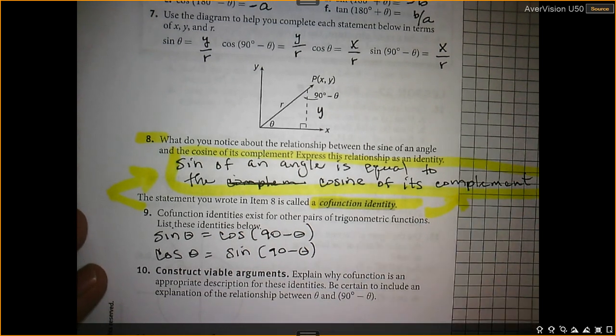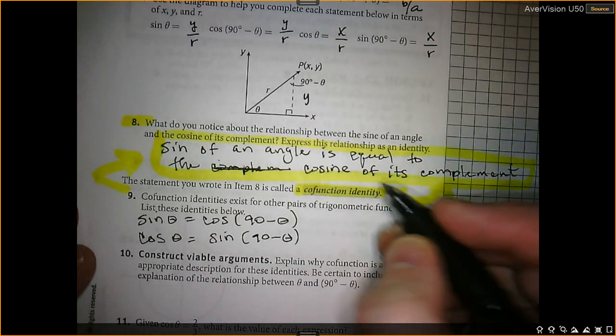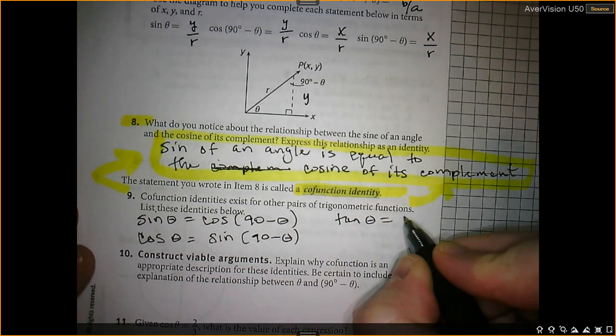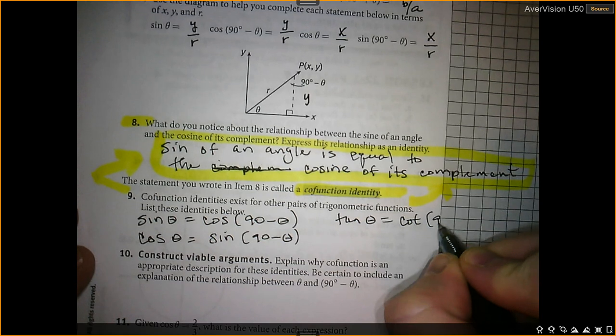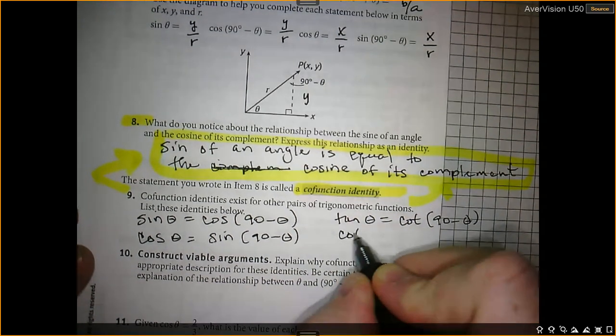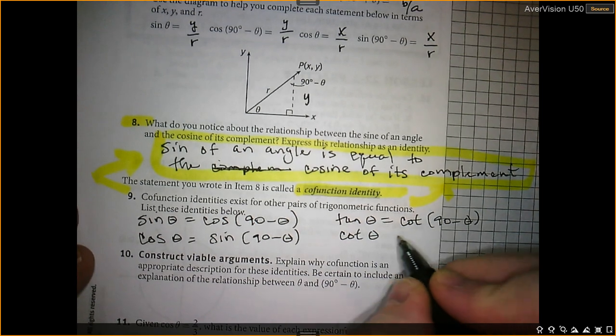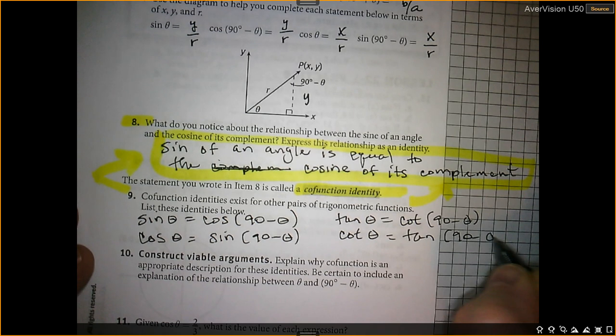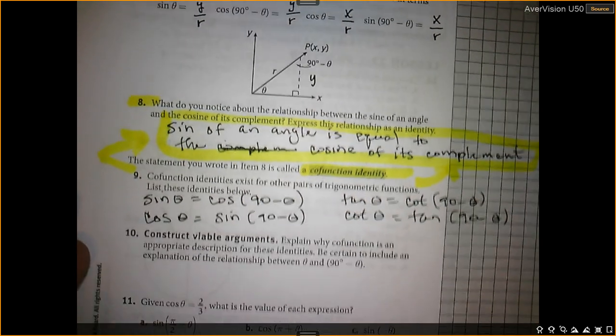Those are cofunction identities. We can do a bunch. We could say tangent theta equals cotangent of 90 minus theta. I'll just list a bunch out. Cotangent theta equals tangent of 90 minus theta. So these are some examples of cofunction identities.